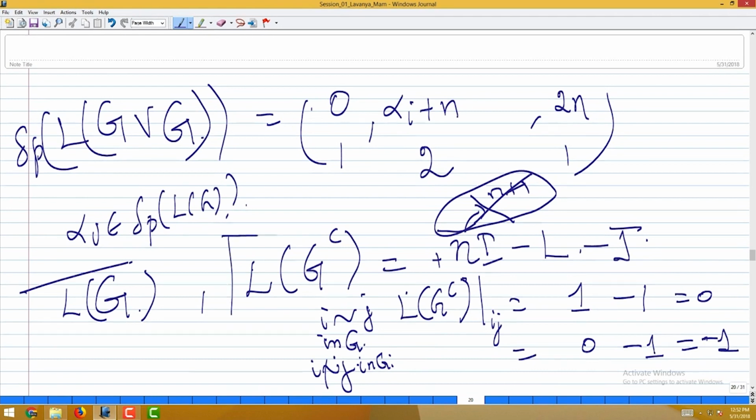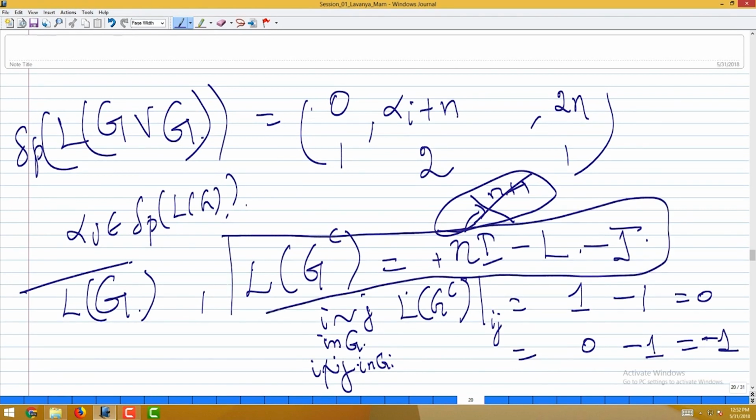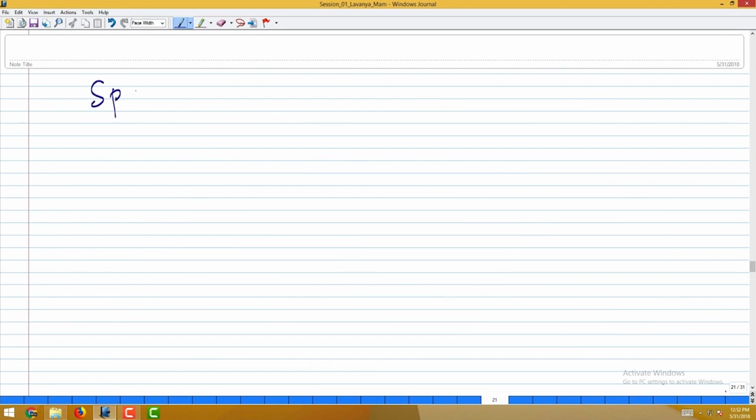Come on guys, you are too slow. Okay. So, now tell me what will be the spectrum. You know the representation, you know the spectral values of I, J and L. If you know that, then what will be the spectrum of G complement? Okay, I will give you time, you people can think about it.